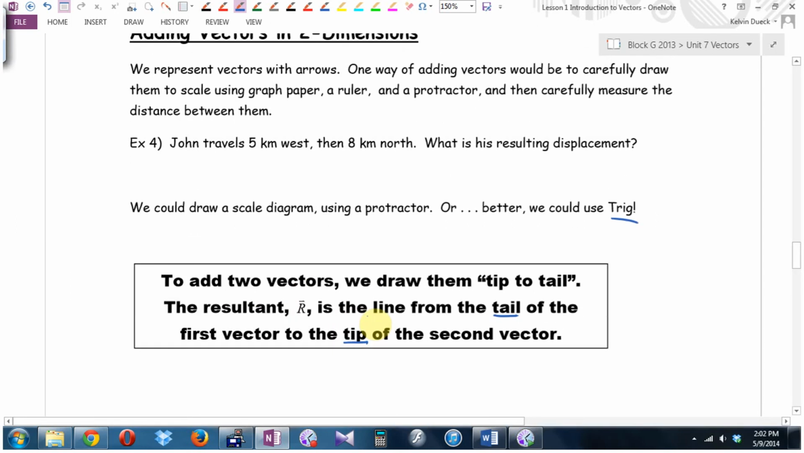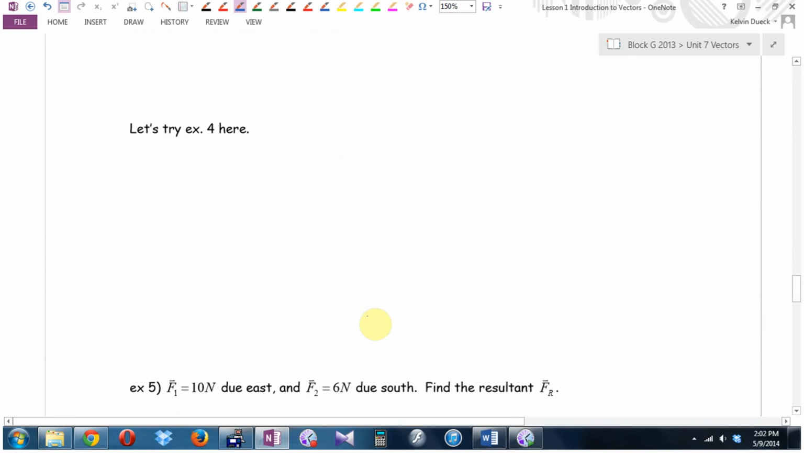So example 4 asked, John travels 5 kilometers west and 8 kilometers north. What's his resulting displacement? Let's use trig. Let's try example 4 right here. I have learned that anytime they give me directions, it's worth drawing the little compass rose. What was the first vector they gave me? It said John travels what? Magnitude and direction.